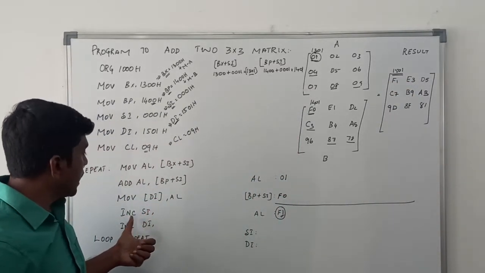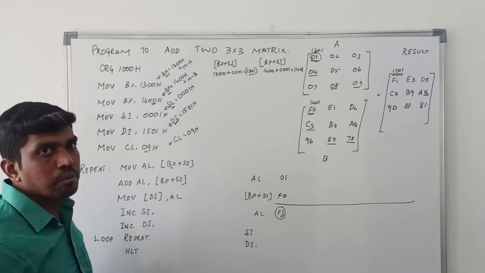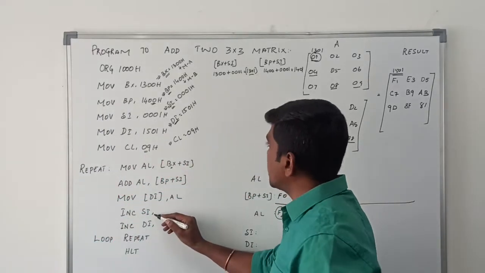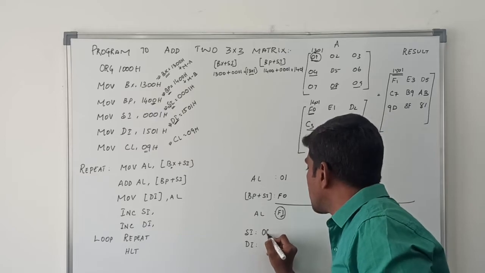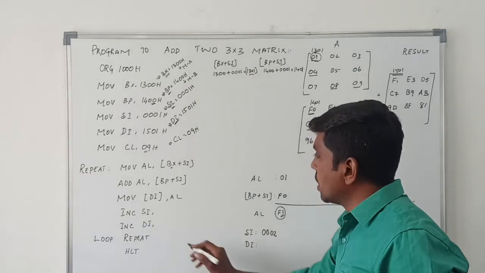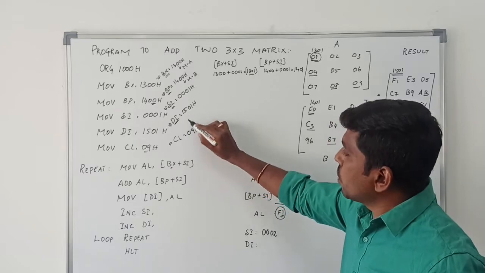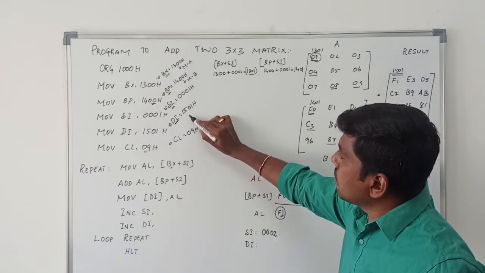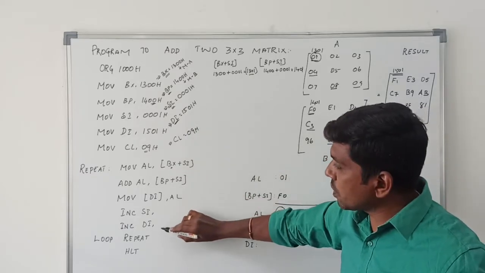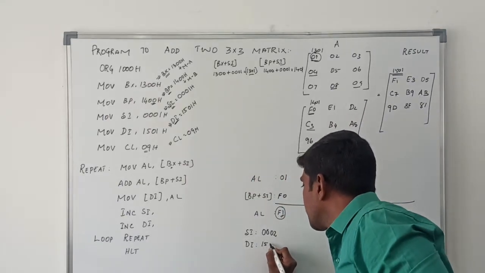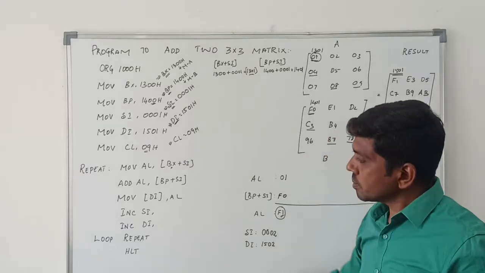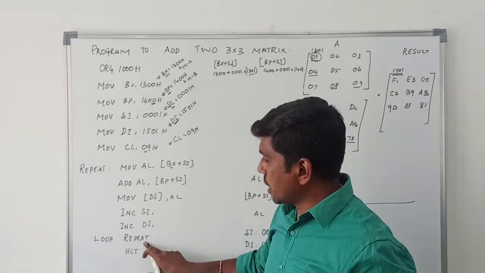The next instruction, increment SI and increment DI. So incrementing the SI register content, SI value is 0002. Increment DI. So before execution of this instruction, DI value is 1501. So after execution of this instruction, DI value is 1502.